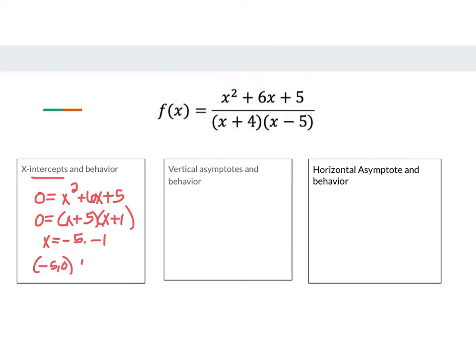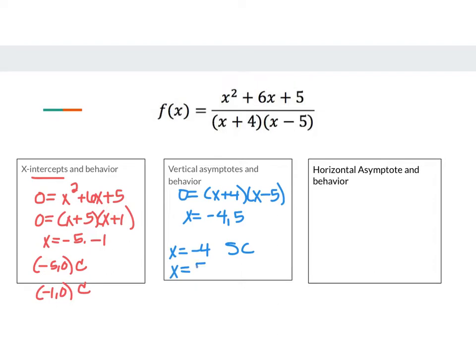This has a multiplicity of 1, therefore it's going to cross. -1 has a multiplicity of 1, therefore it's going to cross. To find the location of your vertical asymptotes, now we're setting our denominator equal to 0 and solving for x. And again, we want to list each separately with our behavior. Because of that multiplicity of 1, they both have a sign change.